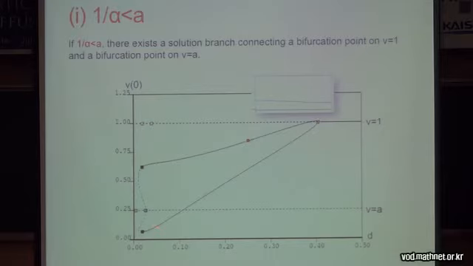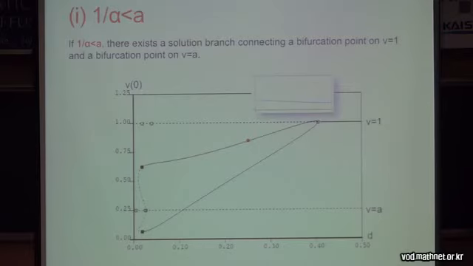And numerically, we obtain the stability of the solution branch. This is stable. But at this point, some Hopf bifurcation occurs, then this solution becomes unstable. And at this point, saddle node bifurcation occurs, then the branch turns and connects to this bifurcation point on V is equal to A. For example, in this case, D is equal to 0.25. Profile is like this.